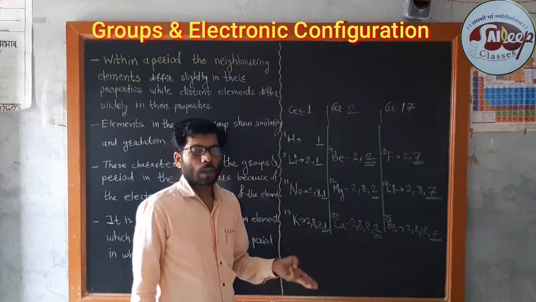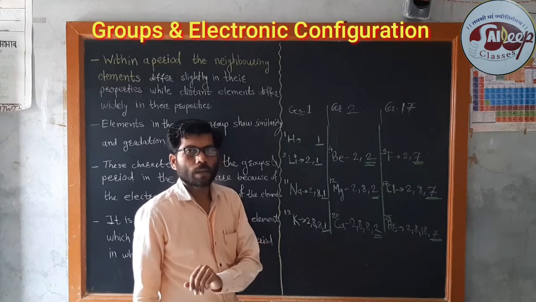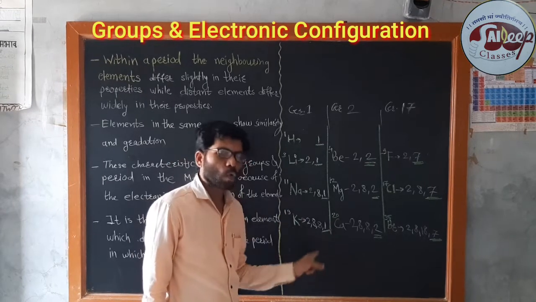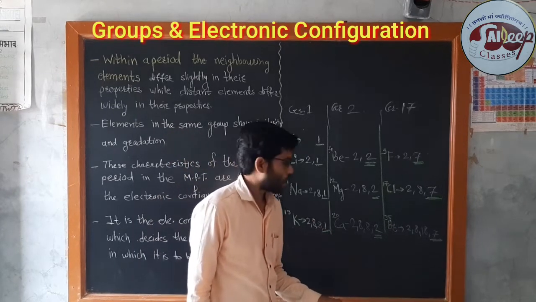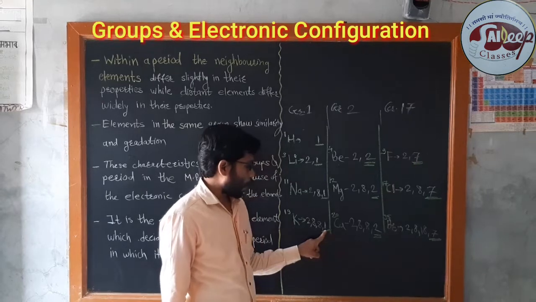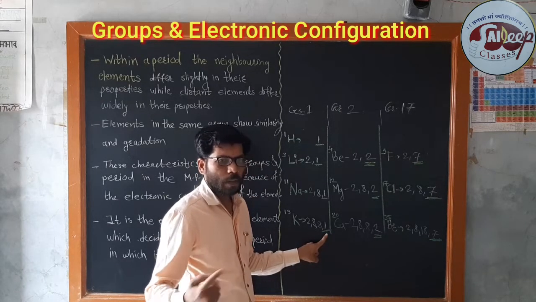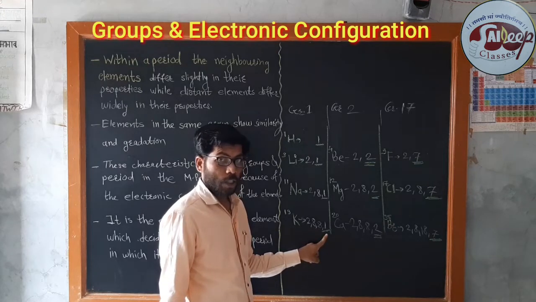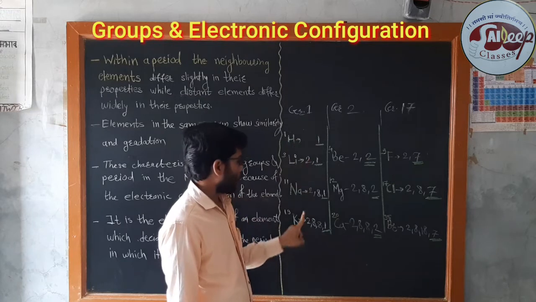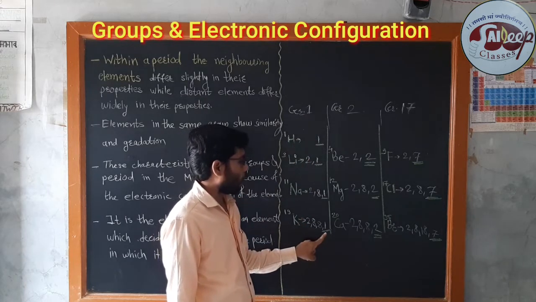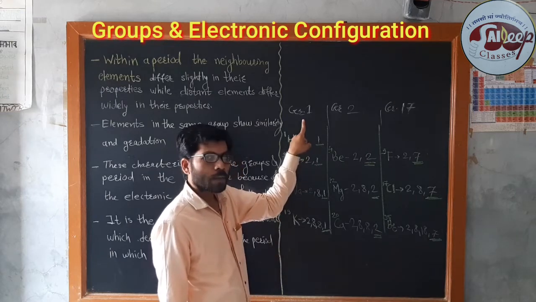That means the number of valence electrons denotes the group of the element. Am I right? After the electronic configuration, the number of valence electrons denotes the group. For example, here valence electron is 1. So potassium is put in group first.